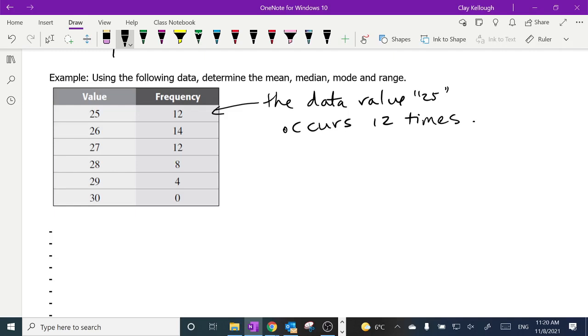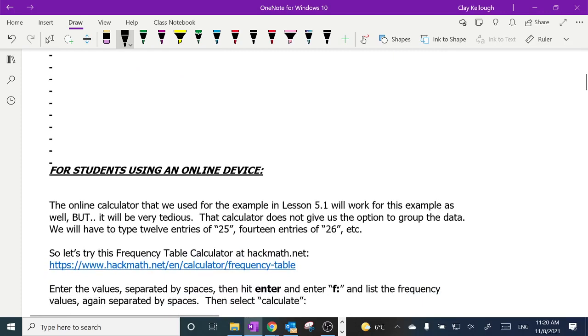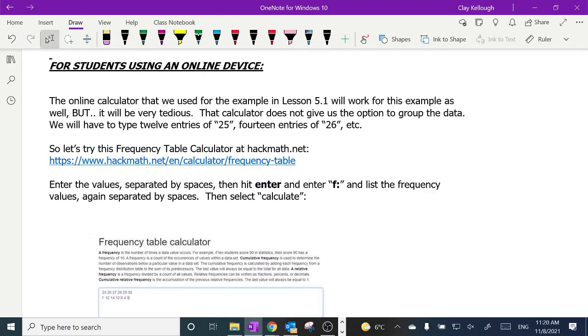Well, once again, if you're using an online device, we're going to use a different calculator today. We're going to use one called the Frequency Table Calculator at hackmath.net. So feel free to type in your browser hackmath.net. If you happen to have this document downloaded onto your device, because I told you you could download it from the blog yesterday, then this, of course, is a hot link. So you could just right-click on your phone and open it from there. And when you open it, it's going to look like this. So let me get to it.